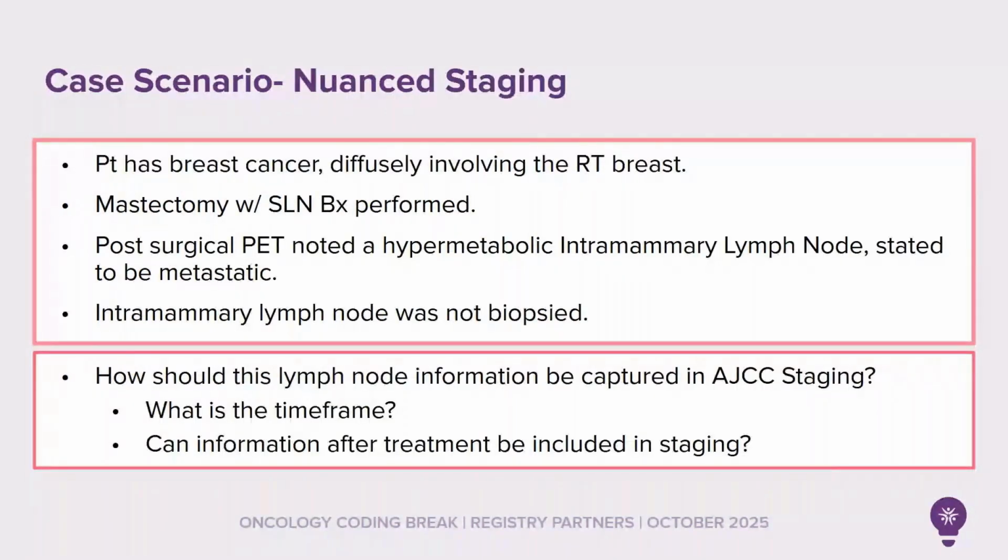In this scenario, we're going to review a nuanced staging situation. A patient is diagnosed with breast cancer and undergoes a mastectomy with a sentinel lymph node biopsy, which diffusely involves the right breast. PET scan was not performed until after surgery, which noted a hypermetabolic intramammary lymph node that was stated to be metastatic. Intramammary lymph node was not sampled due to the patient's choice. How should this lymph information be captured within the AJCC staging? What's the time frame, and can the information after treatment be included in staging?